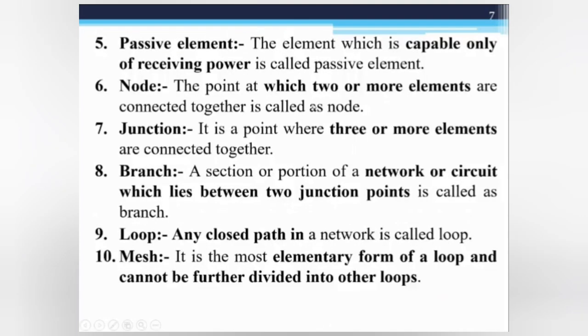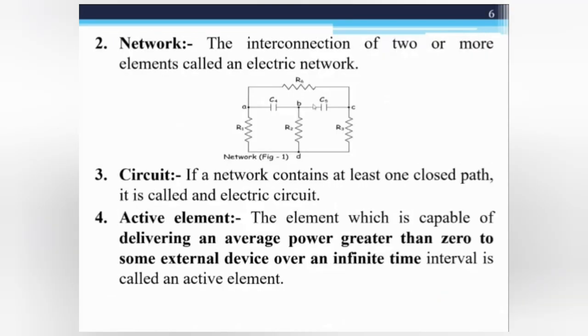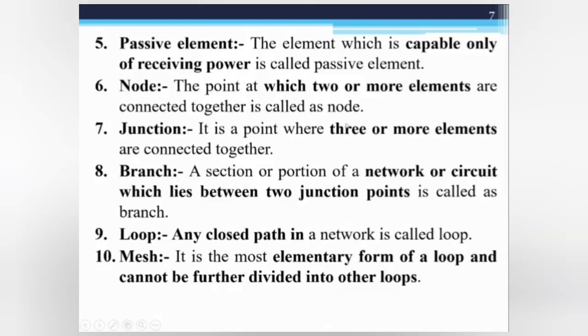Next one is a junction. It is a point where 3 or more elements are connected together. 3 or more elements, whereas at a node it is 2 or more elements. Remember these things. Branch: a section or portion of a network or circuit which lies between two junction points is called a branch. So again here, 1, 2, 3, 4, 5, and 6 branches are there, each a section between two junction points.